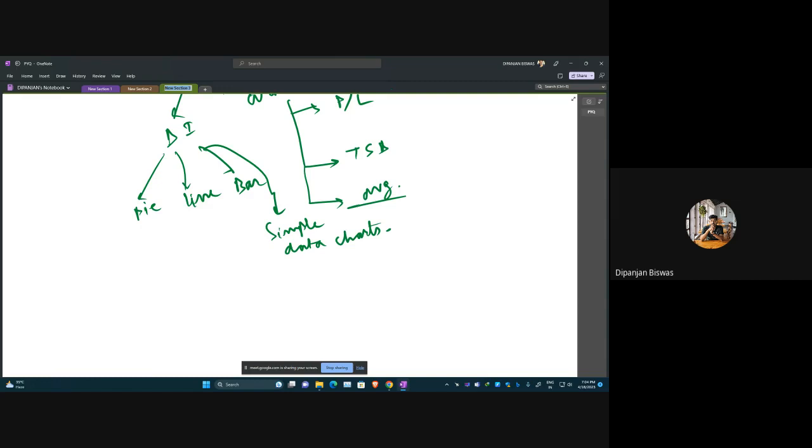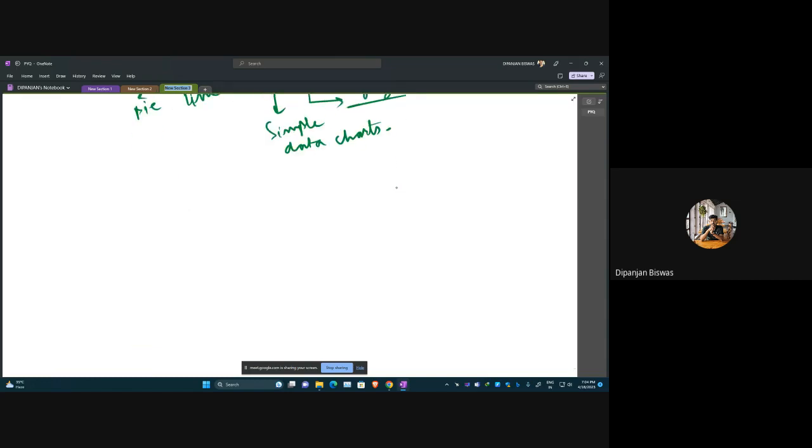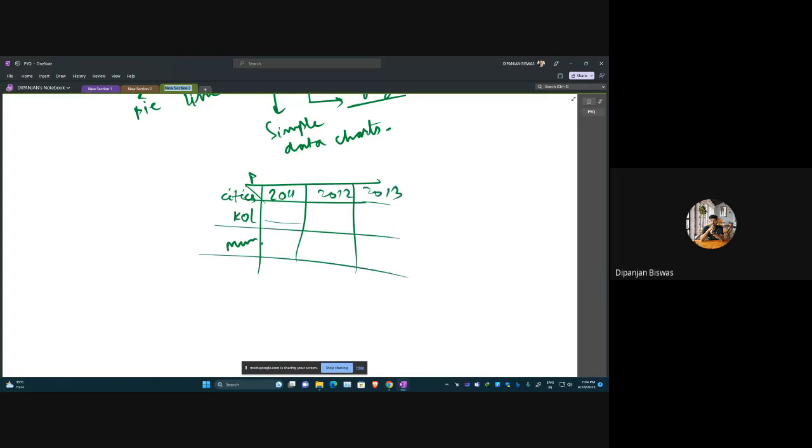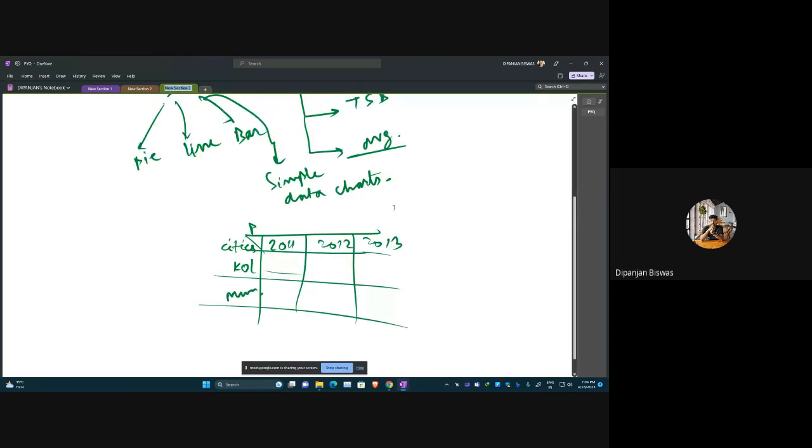What are simple data charts? By simple data charts, I mean a set of data will be given and you have to just pick data according to the question. Like if here is a population and here are cities, and a certain set of data, Kolkata, Mumbai. And suppose this section is divided into years like 2011, 2012, 2013, and a certain range of data is given according to that. So these are simple data charts, and pie, line, bar graph we'll be discussing in a moment.